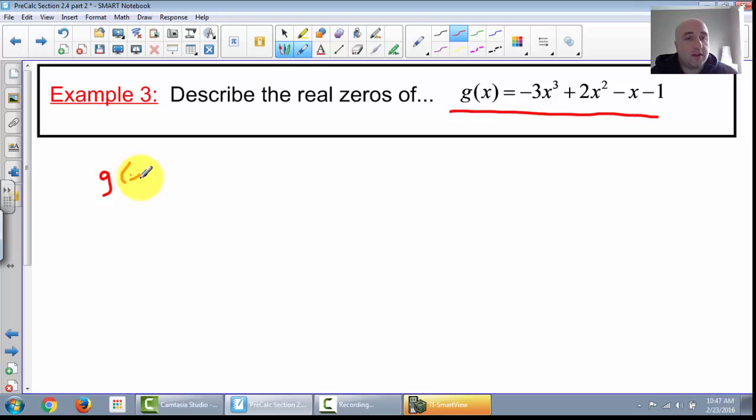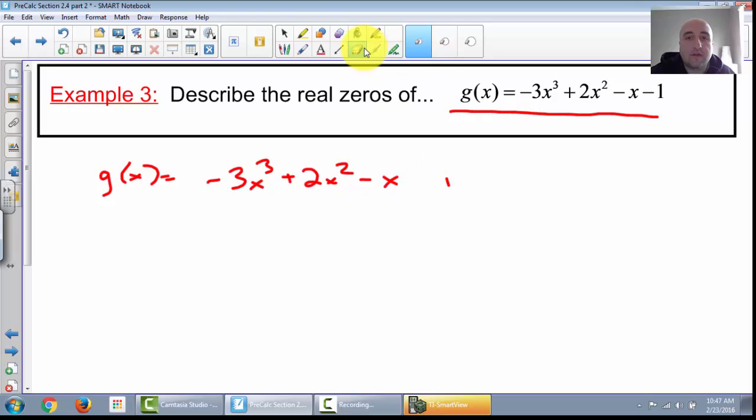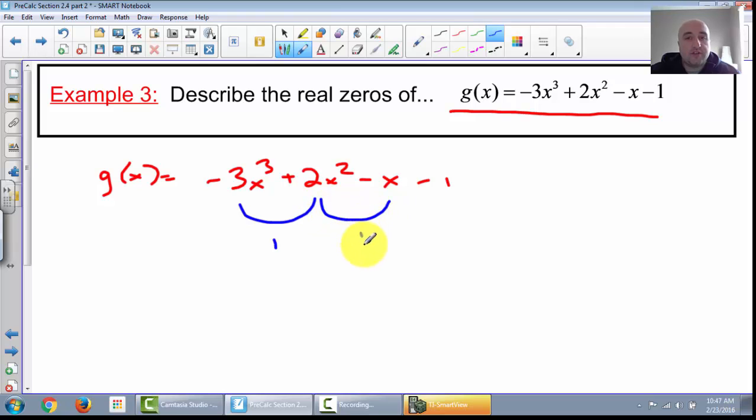Okay, so I'm going to rewrite the function here. g of x equals negative 3x cubed plus 2x squared minus x minus 1. Oops, not plus 1, minus 1. All right, so we're going to look for the sign changes. From here to here, it goes from negative to positive. There's one sign change. Then from the 2x squared to the minus x, there's another sign change, and then a negative and a negative. So there are only 2 sign changes. And we're going to figure out what that means in a minute.